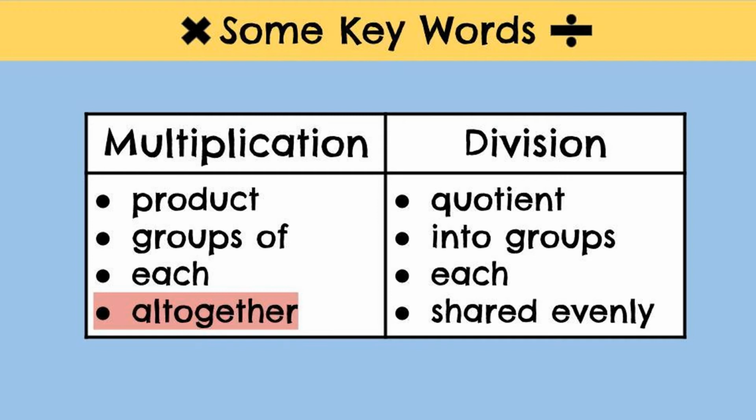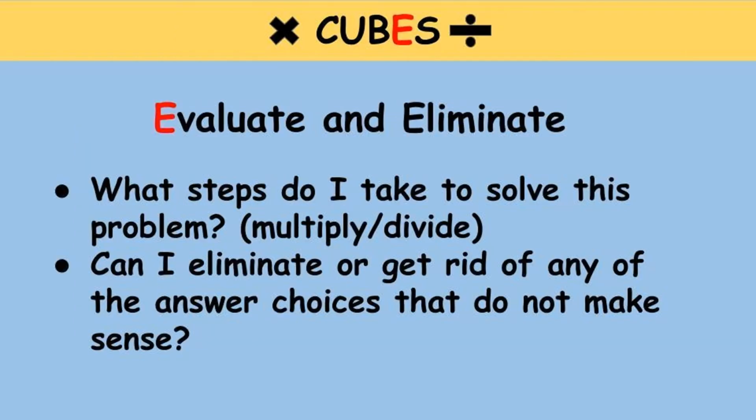When you divide, you get a smaller number. You might see some keywords like quotient, into groups, each, shared evenly. Keep in mind that not all story problems have keywords, so you might have to draw a picture or act it out instead. E stands for evaluate and eliminate.